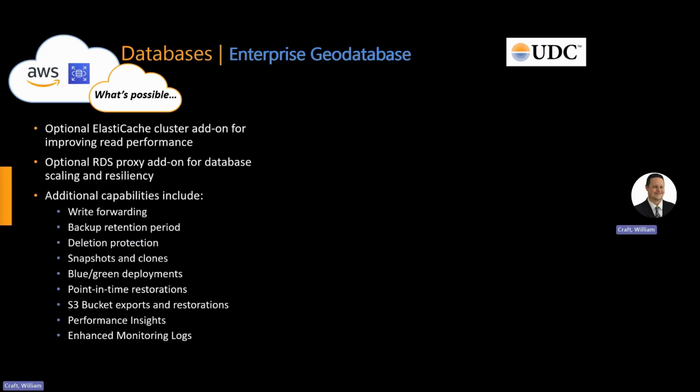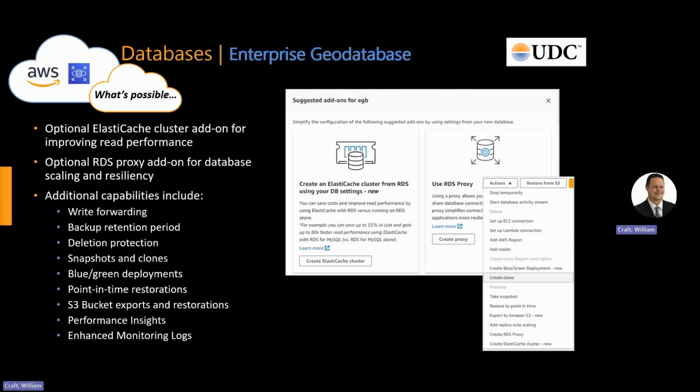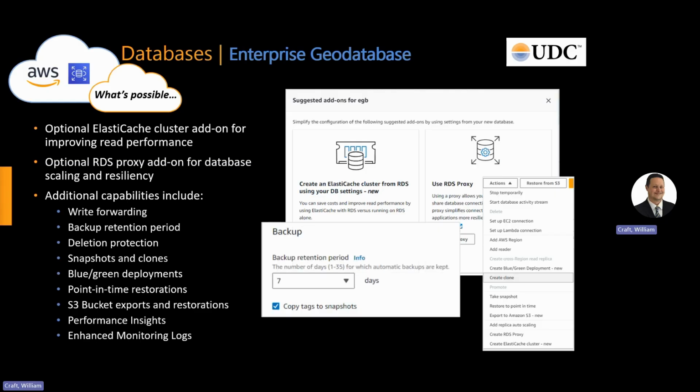With Aurora databases, AWS offers quite a few value-add options, such as an ElastiCache cluster add-on for improving read performance, an RDS proxy add-on for pooling and sharing connections to get better scaling, and several other capabilities as well, like write forwarding, blue-green deployments, performance insights, and enhanced monitoring logs.